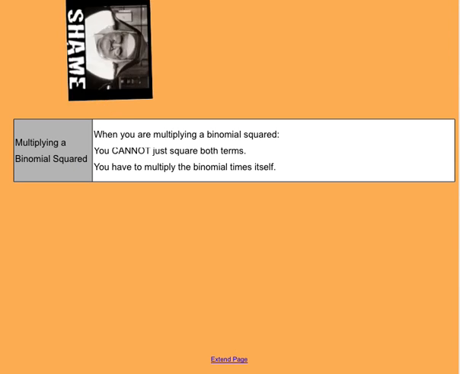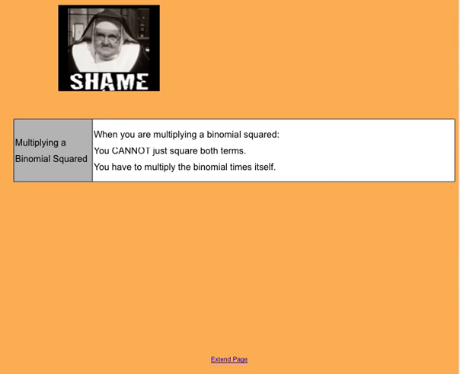All right, let's take a look at multiplying a binomial squared. What that dancing nun is there to remind you is that when you're multiplying a binomial squared, you cannot just square both terms. So many students try and distribute in the squared like we did when we were multiplying monomials. Well, when we were multiplying monomials and taking monomials to a power, there was multiplication involved. This time there's an addition sign in the middle. So we have to multiply the binomial times itself. So go ahead and finish getting this written down and then move on with the video. I'm going to show you what that looks like.